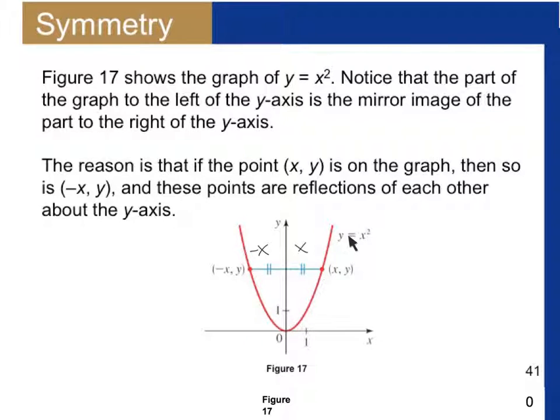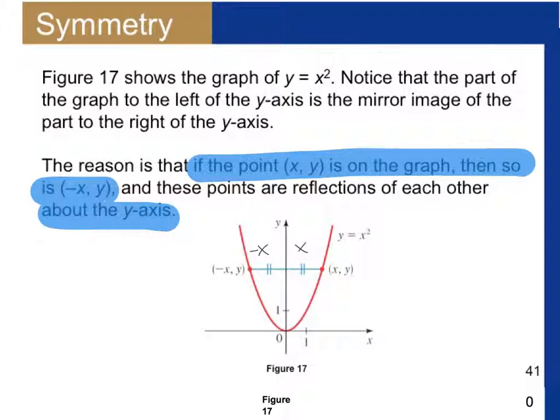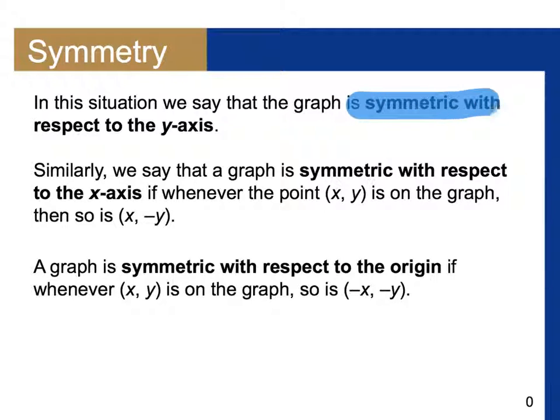Okay? So we can say for symmetry across the y-axis, if (x, y) is on the graph, then so is (minus x, y). Okay? So that we see symmetry about the y-axis. If the point (x, y) is on the graph, then so is (minus x, y). Okay? And a way to test symmetry algebraically is plug minus x into your equation instead of plus x and see if you get the same y. Okay, so symmetry with respect to the y-axis or across the y-axis.